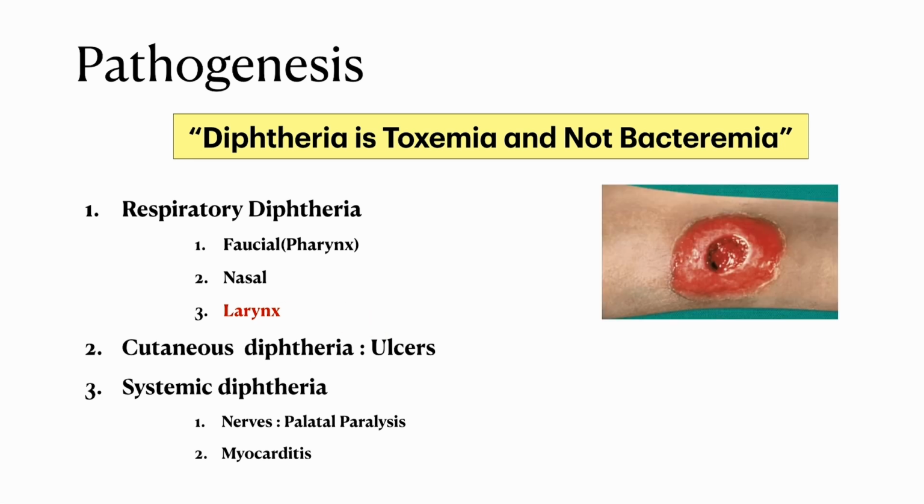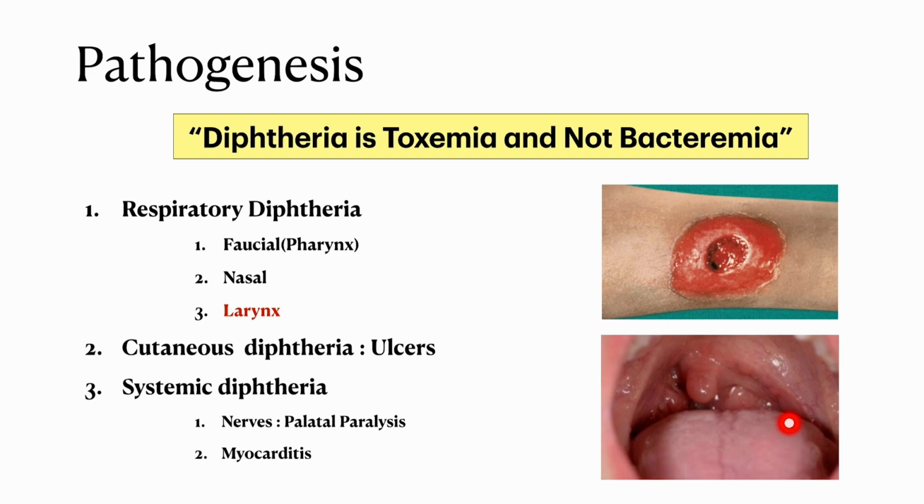And lastly, it can manifest itself as systemic diphtheria, wherein it affects the nerves, causing palatal paralysis like this. Here you can see this part of the upper soft palate is drooping down just because the nerve supplying this palate has got paralyzed due to the demyelination process caused by this bacteria. And earlier we said that it has got some special affinity to the heart too, so it also causes myocarditis, right? So these are the manifestations produced by Corynebacterium diphtheria in diphtheria disease, right?